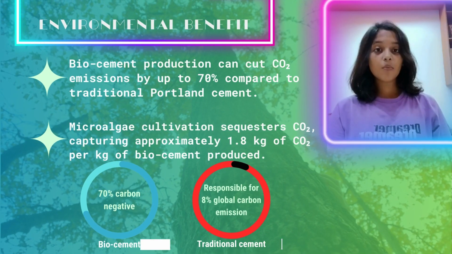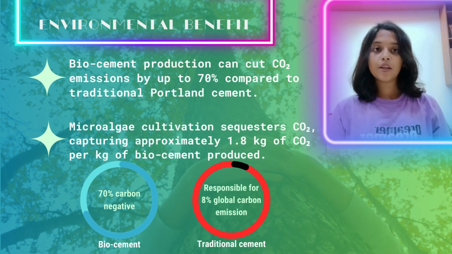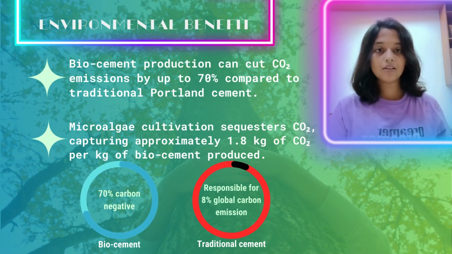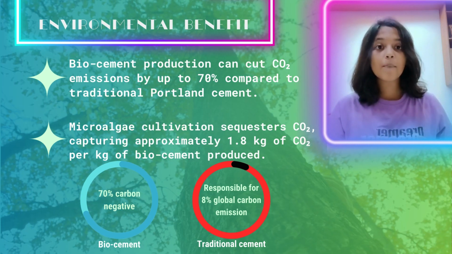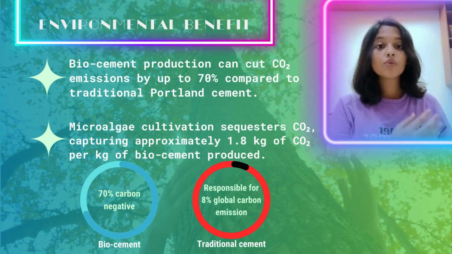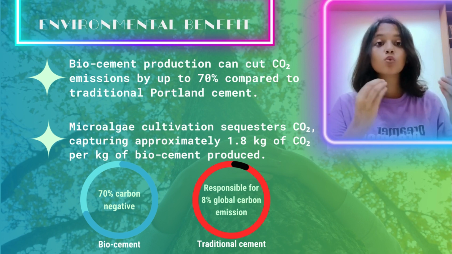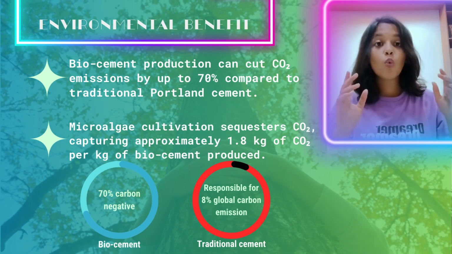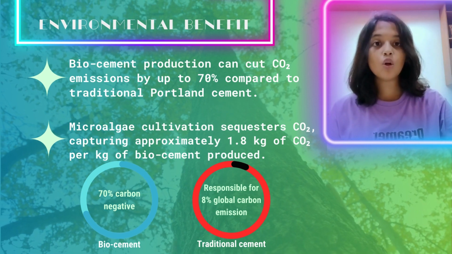What are the environmental benefits of biocement? Biocement production can cut CO2 emissions by 70%. Secondly, it has a positive impact in cutting down CO2 emissions because during microalgae cultivation, it can consume up to 1.8 kg of CO2 through sequestration.